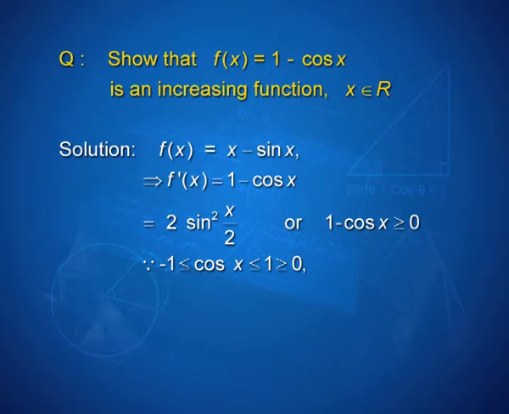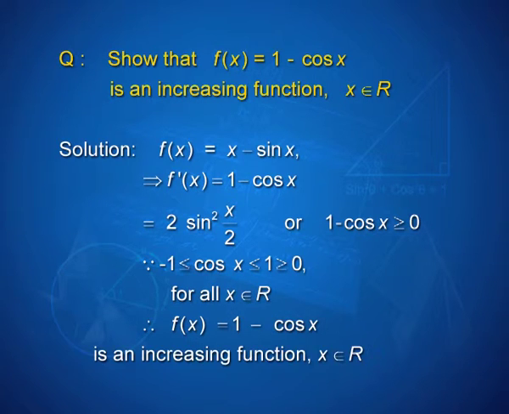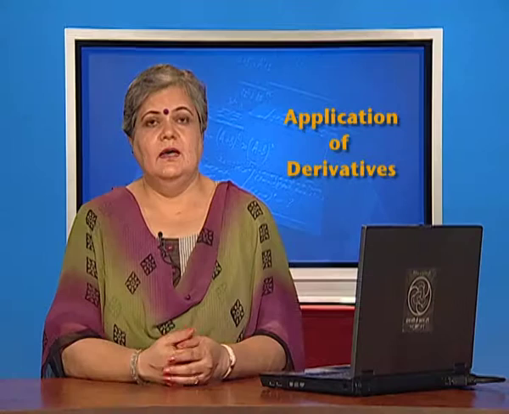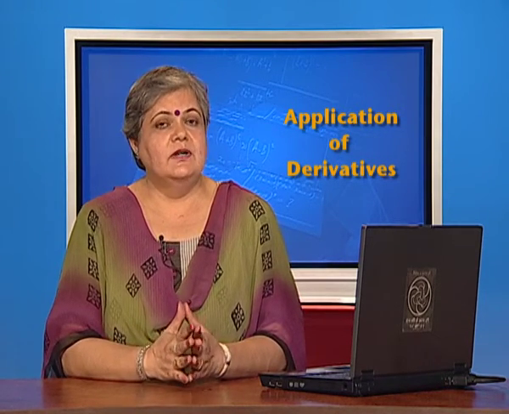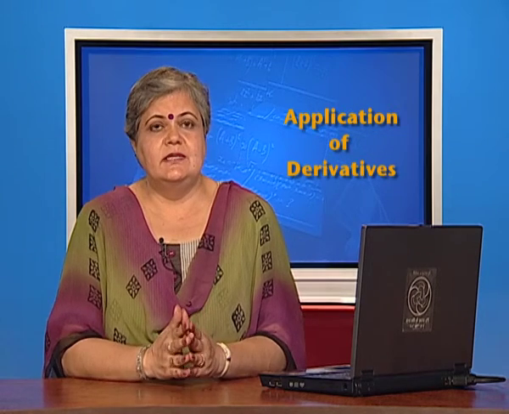Alternately, you can also say that 1 minus cos of x is greater than equal to 0 because cos x takes the values between minus 1 and 1, ends included, and therefore, this function, that is f dash x, is always greater than equal to 0, and therefore, the function f is an increasing function for x belonging to real numbers. Let us take another question where we have to find the intervals over which the function increases and decreases.